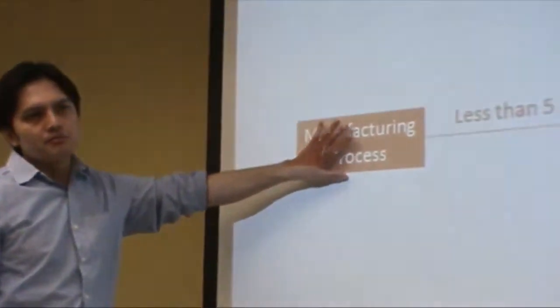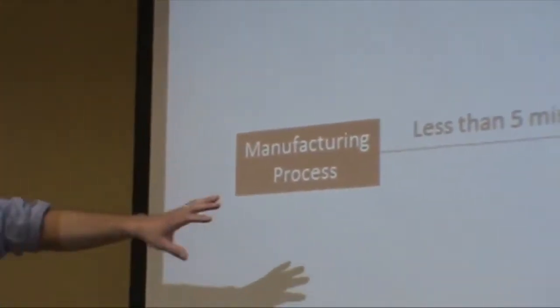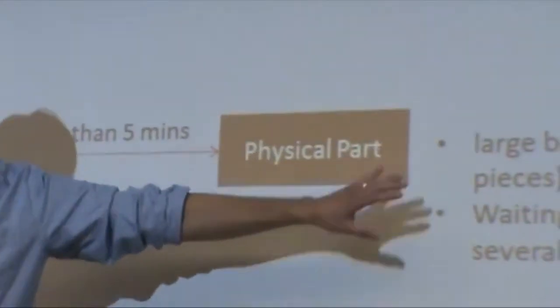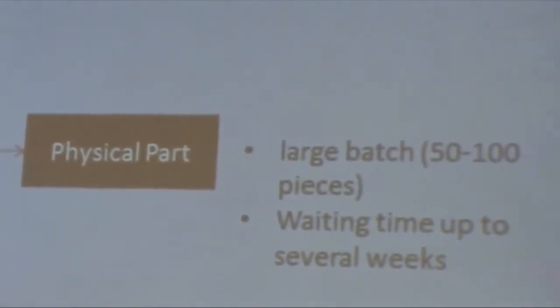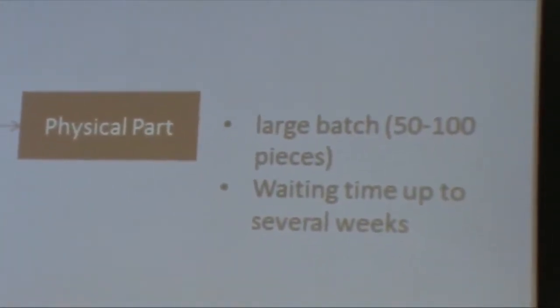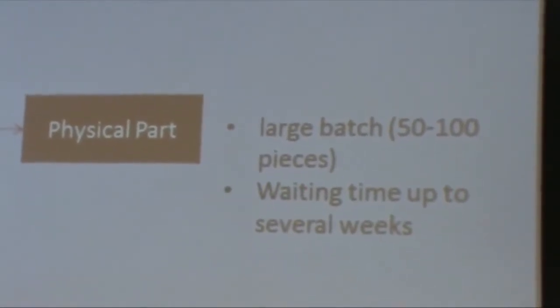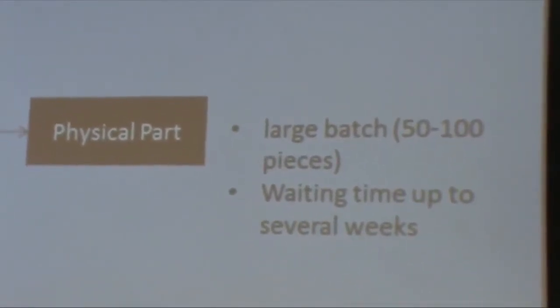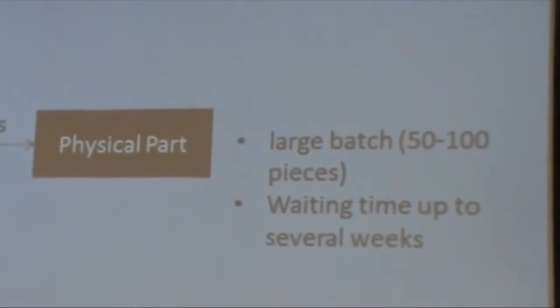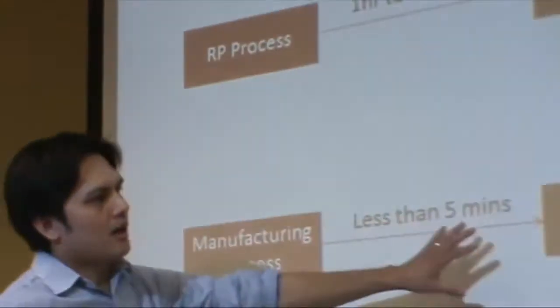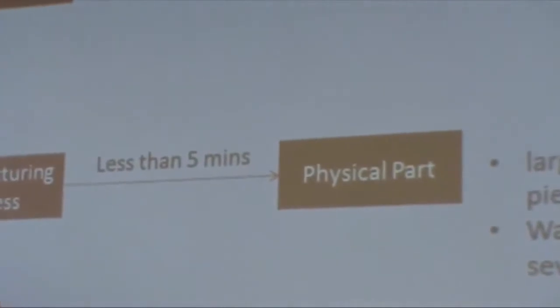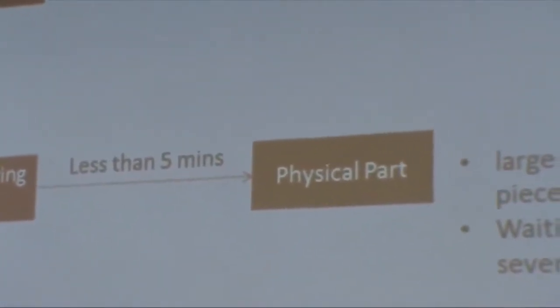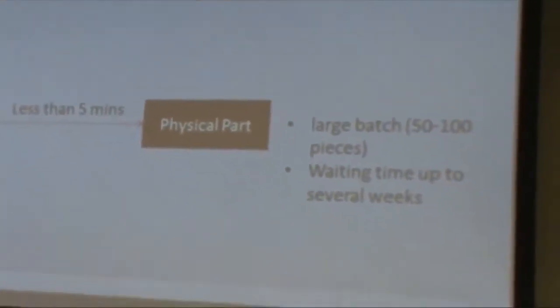For the manufacturing process, the problem is that you cannot order just one part or 2 parts. If you go to a manufacturer and ask them, can you make me 2 parts from this? They're going to say, okay, if you order 2 parts, you can order 100 parts, it will be the same cost. And the waiting time can go up to a couple weeks or even a month.